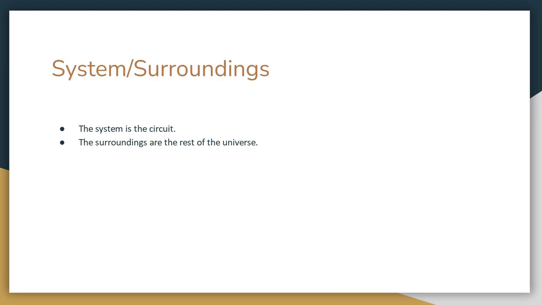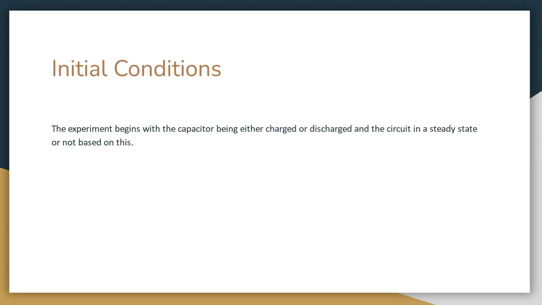In this experiment, the system is a circuit and the surroundings, the rest of the universe, as we're just focusing on only the circuit. And the initial conditions of the circuit vary. The capacitor is either charged or discharged, and the circuit's either in a steady state or not, based on whether this capacitor is charged or discharged.